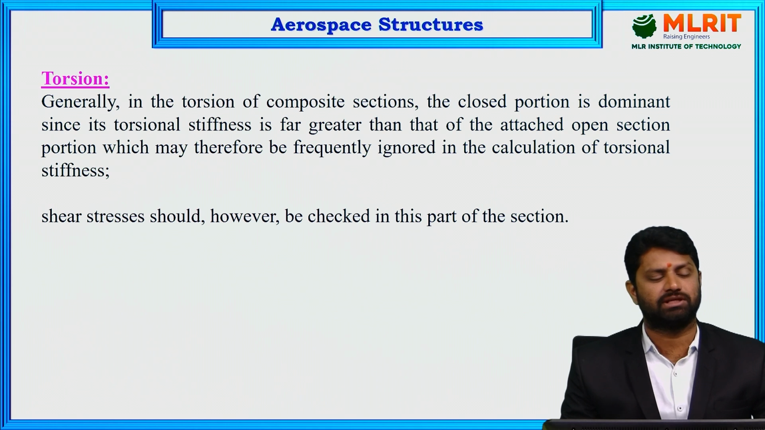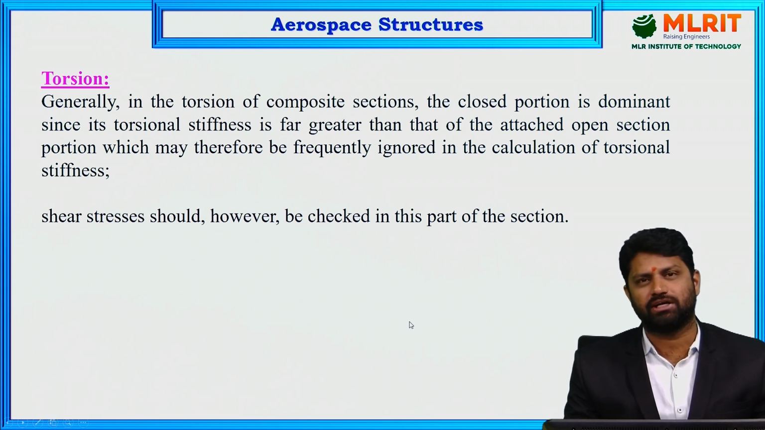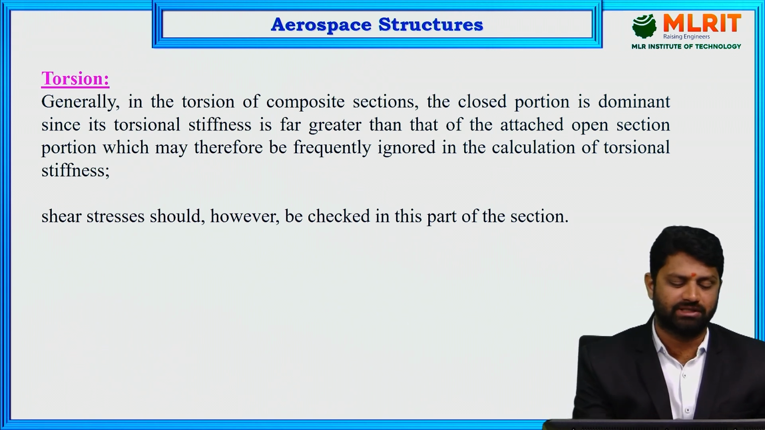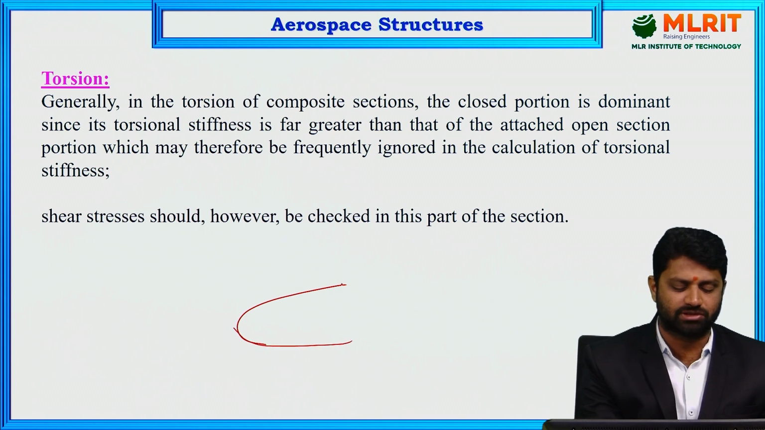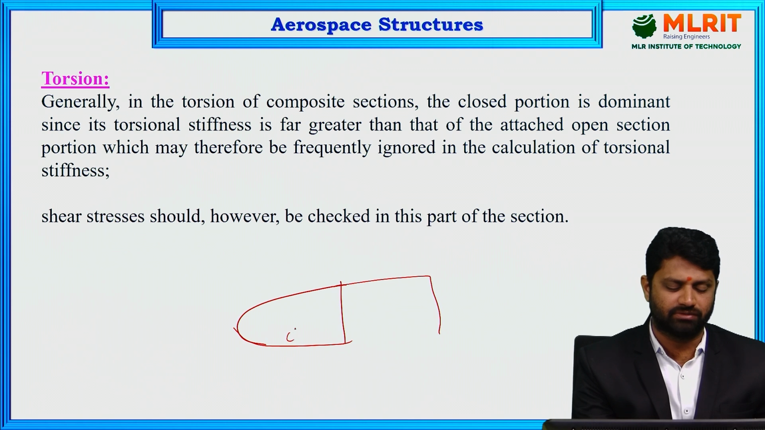Now when it comes to the torsion, generally in the torsion of composite section, the closed portion is dominant since its torsional stiffness is far greater than that of the attached open section portion, which may therefore be frequently ignored in the calculation of torsional stiffness, and the shear stress should however be checked in this part of the section. So we have seen the diagram, one is the nose portion which is closed and the other one is the open section, and the closed section will have greater torsional stiffness when compared with the open section.